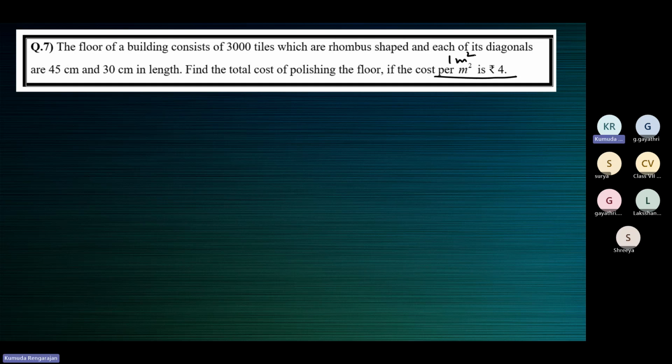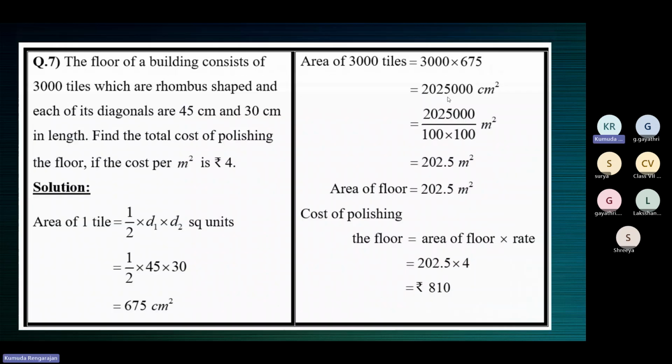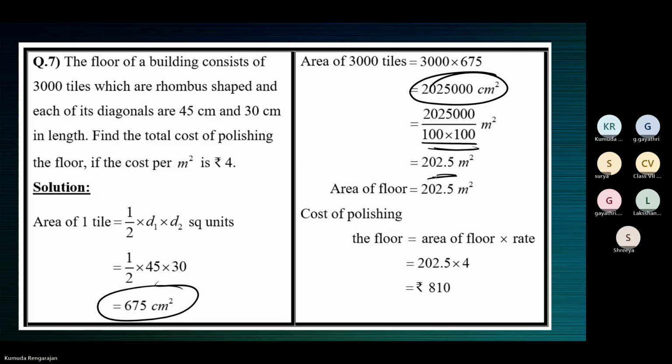For 1 meter square, the cost is rupees 4. So you should find out the area in meter square. You found it in centimeter square. You should find it in meter square. So you convert like this. So this is the area of the floor. The cost of polishing is the area of the floor into rate.